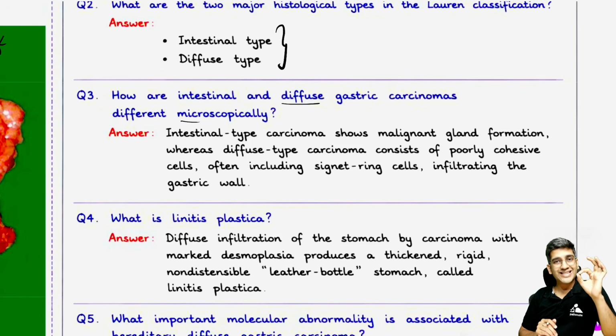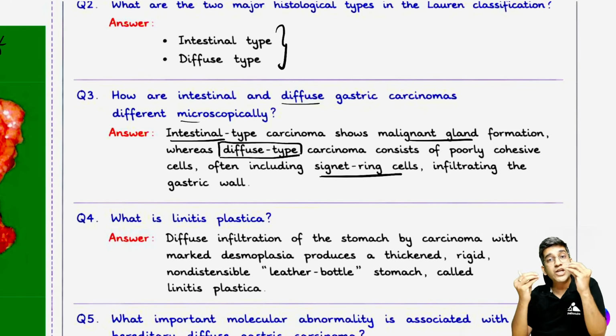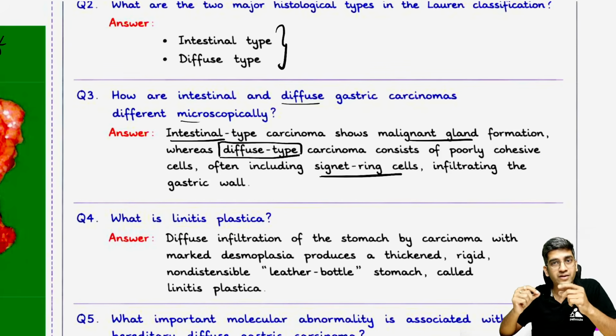Intestinal type has classical glands, malignant glands with invasion. But diffuse subtype will not have malignant glands, right? Intestinal subtype shows malignant glands. But in diffuse subtype, they have signet ring morphology. They are poorly cohesive cells, they are single cells. They have single cells with mucin inside pushing the nucleus to the corner, looking like a signet ring.